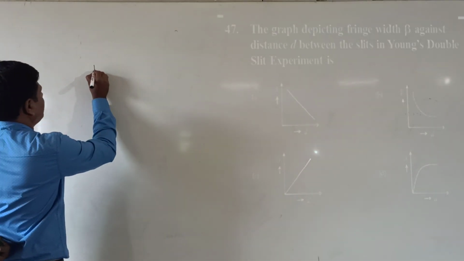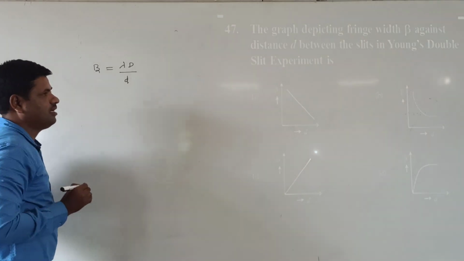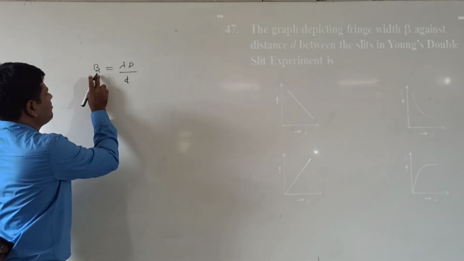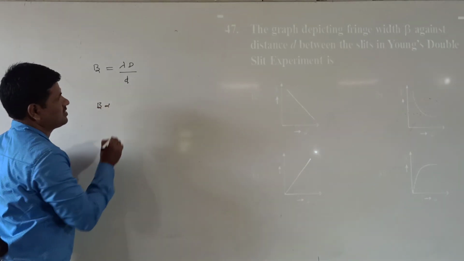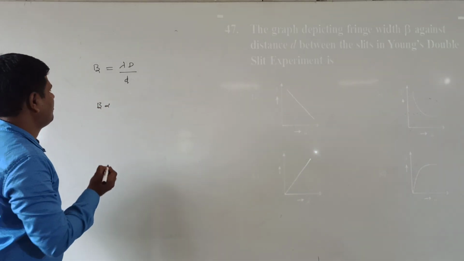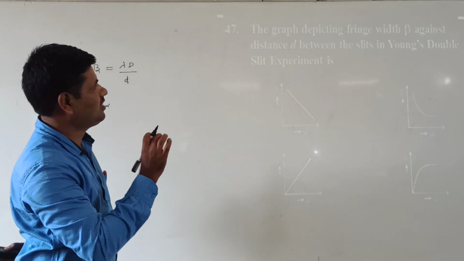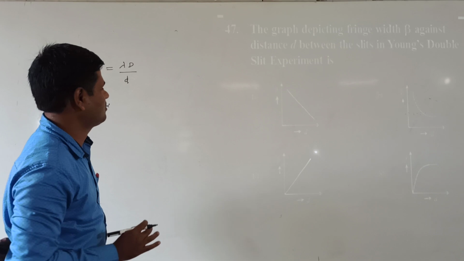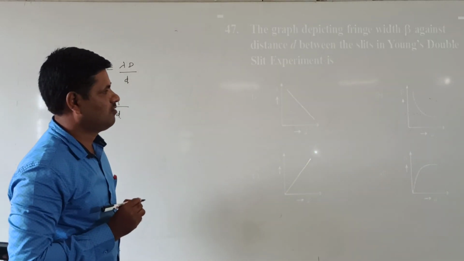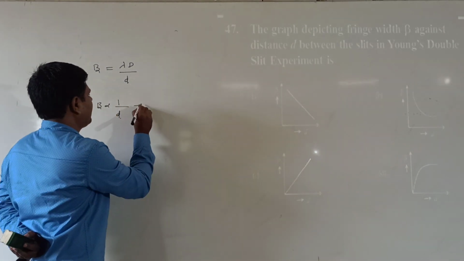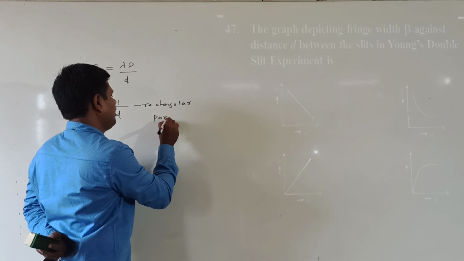What is there in the Young double slit experiment? The fringe width formula is beta is equal to lambda D by d. So this beta is called the fringe width. We are drawing the graph between fringe width and the distance d. Small d means the distance between the two slits. Now beta is proportional to 1 by d. When beta is inversely proportional to d, the graph is a rectangular parabola.